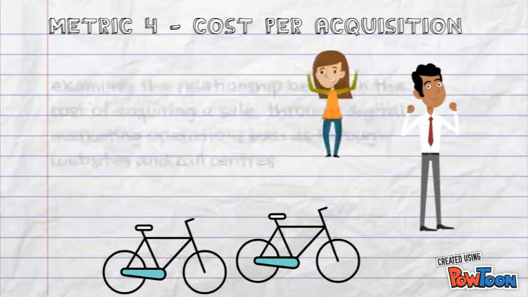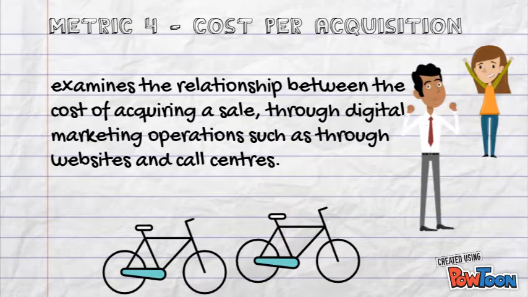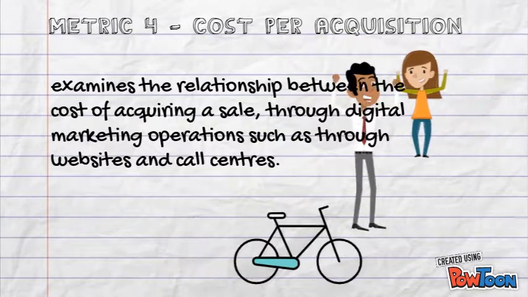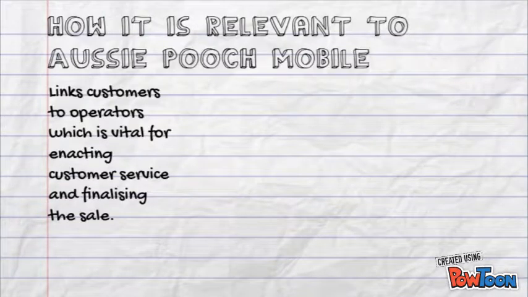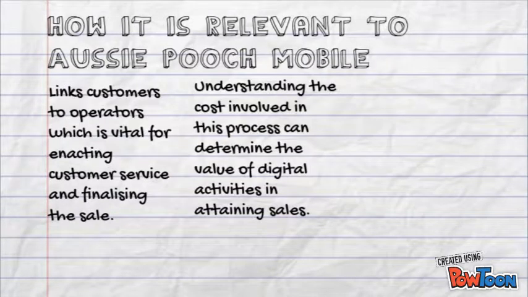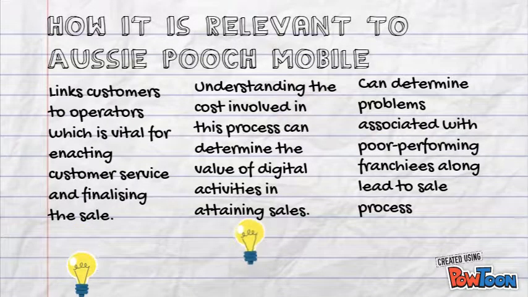Metric 4. Cost per acquisition. This examines the relationship between the cost of acquiring a sale through a digital marketing operation such as through websites and call centres. It is relevant to Aussie Pooch Mobile as it links customers to operations, which is vital for enacting customer service and finalising the sale. Understanding the cost involved in this process can determine the value of digital activities in attaining sales, and can determine problems associated with poor performing franchises along lead to sale processes.